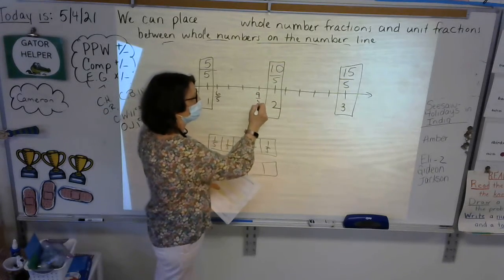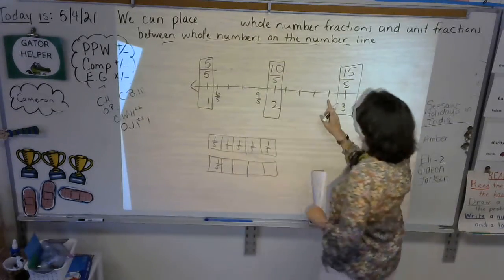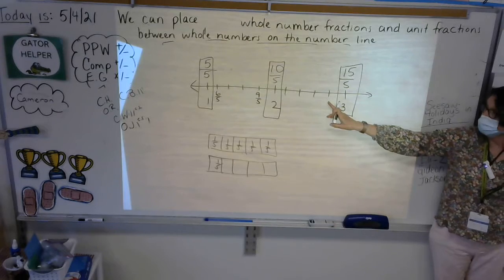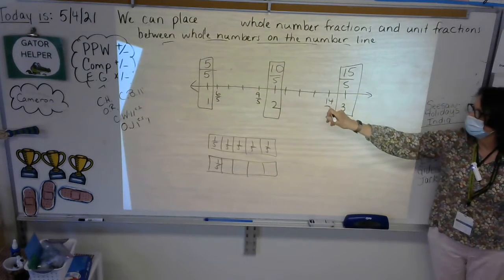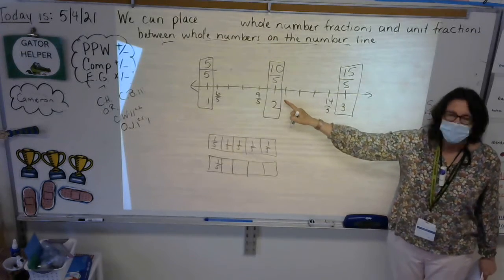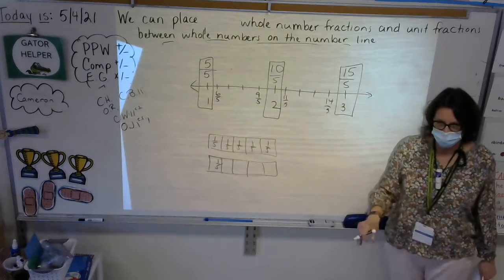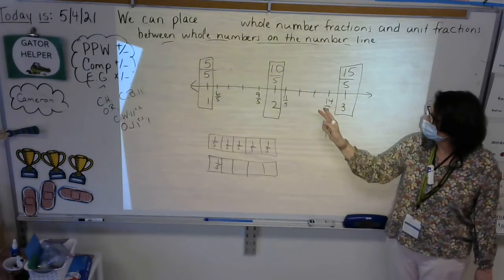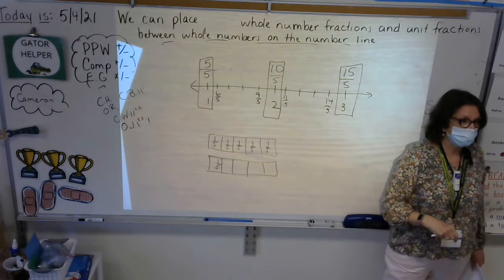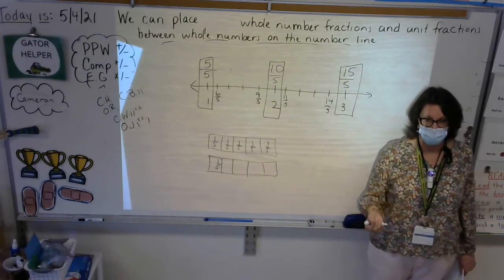See how that number line worked? Let's make it tricky. How about this one right here? What will that be? Everybody. 14 fifths. Is that not cool or what? How about this one right here? 11 fifths. 10 fifths, one more fifth will be 11 fifths. Okay? Are these whole number fractions in here? No, they aren't, because you can't divide and get a whole number. You get part of a number.